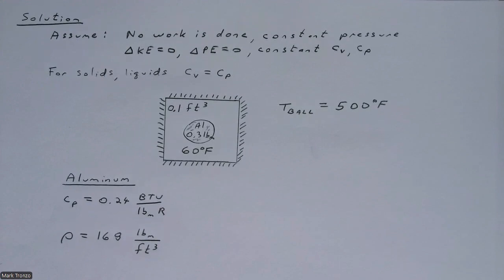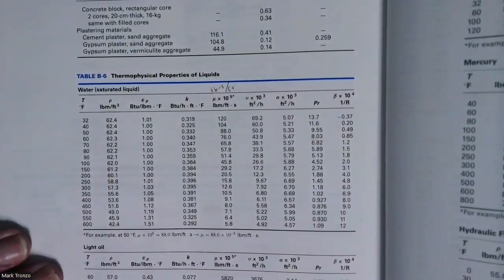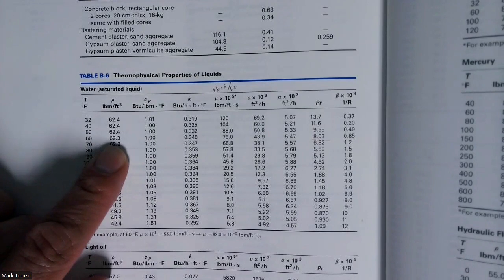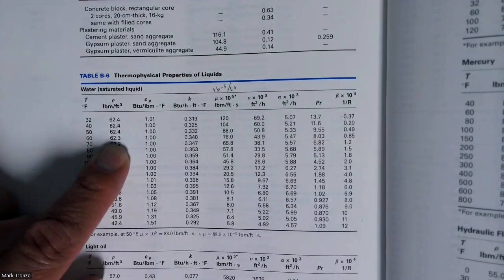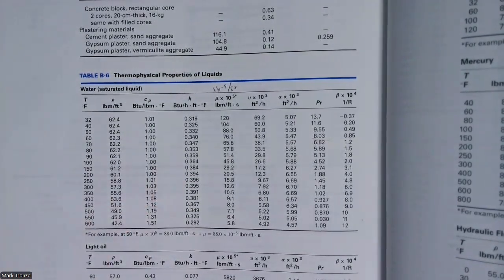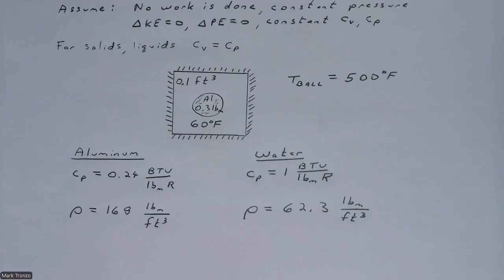And then also, we're going to look up the properties of water. Now, we're going to be at about 60 degrees. So at 60 degrees, for water the density is 62.3, and our CP is 1. So we have this. And so now we can start doing some calculations.